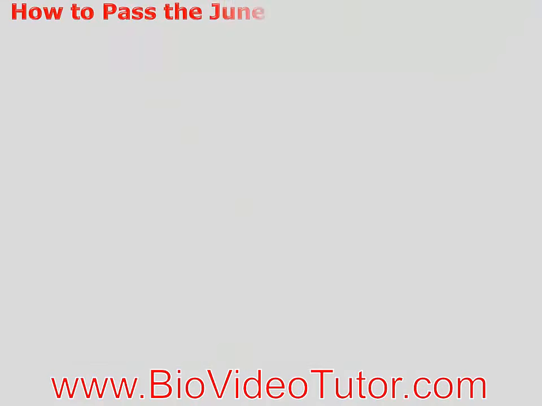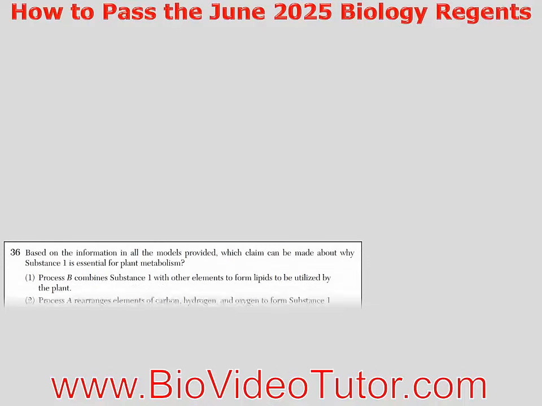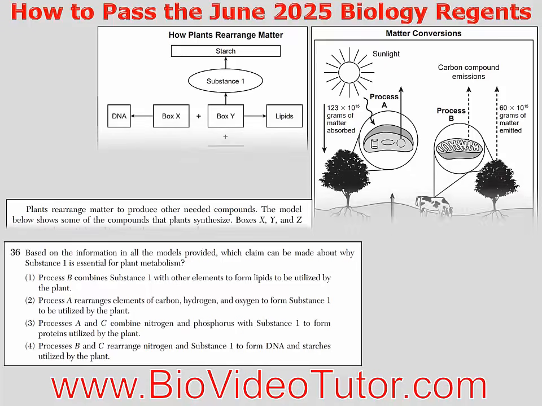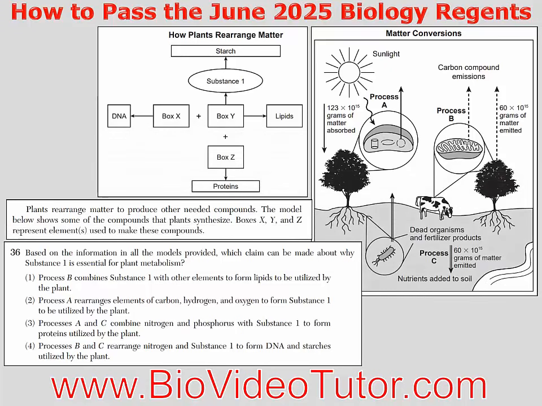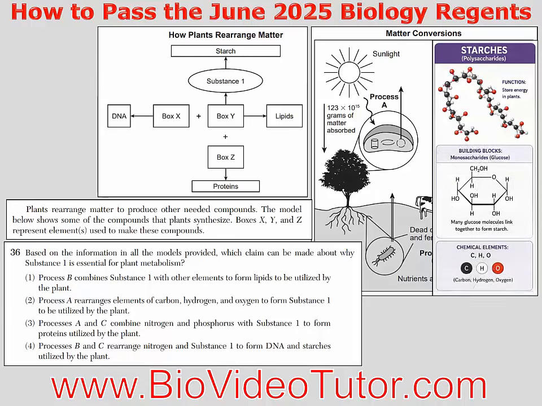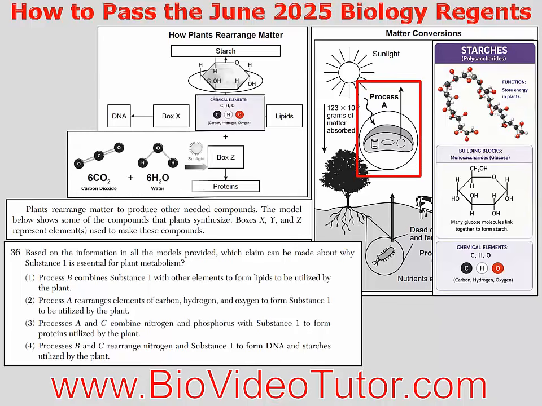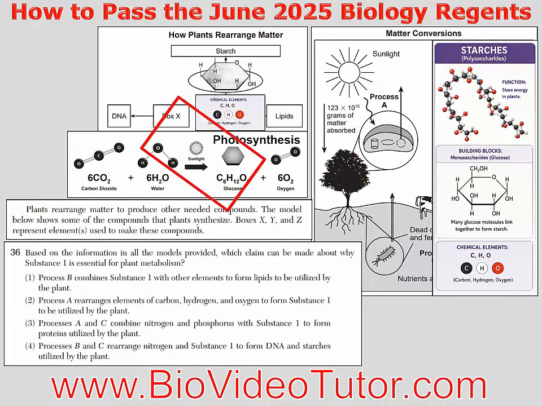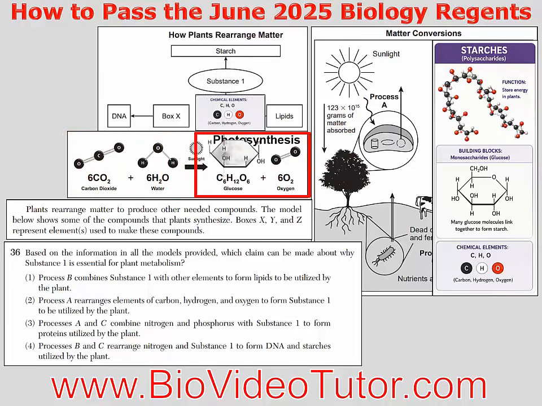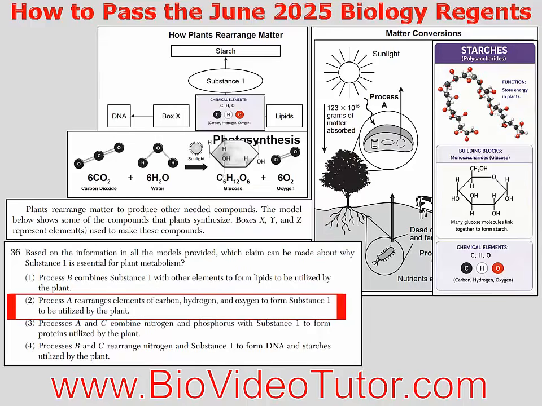How to pass the June 2025 Biology Regents question number 36. These models illustrate how plants rearrange matter to produce other needed compounds. Starch, for example, is made up of the building block known as glucose, represented here by substance 1, which is made up of the elements carbon, hydrogen, and oxygen. During process A, which represents photosynthesis, the elements carbon, hydrogen, and oxygen get rearranged to form glucose and oxygen, both of which are utilized by the plant.